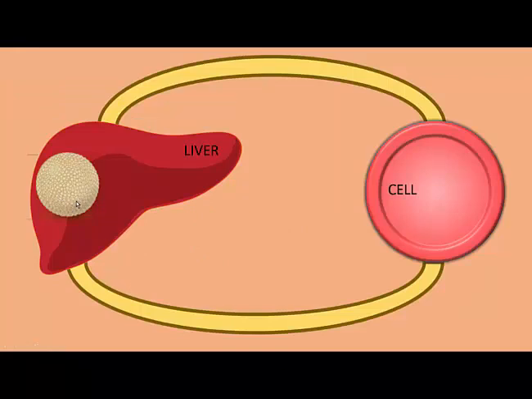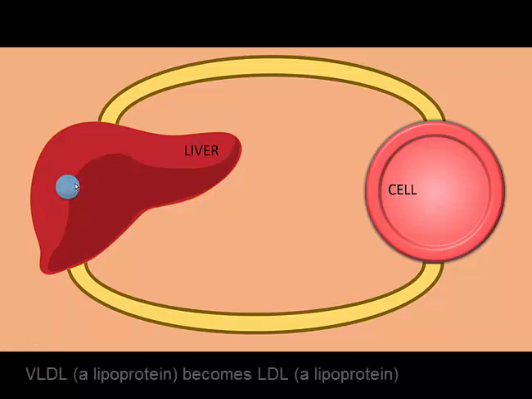Once we're at the liver, this chylomicron again is broken apart. We might use some of the lipids there. We might use some of the cholesterol that we just got to the liver to make other compounds. But whatever we're not ready to use here in the liver, we're going to process into another type of lipoprotein called VLDL, which will become LDL.